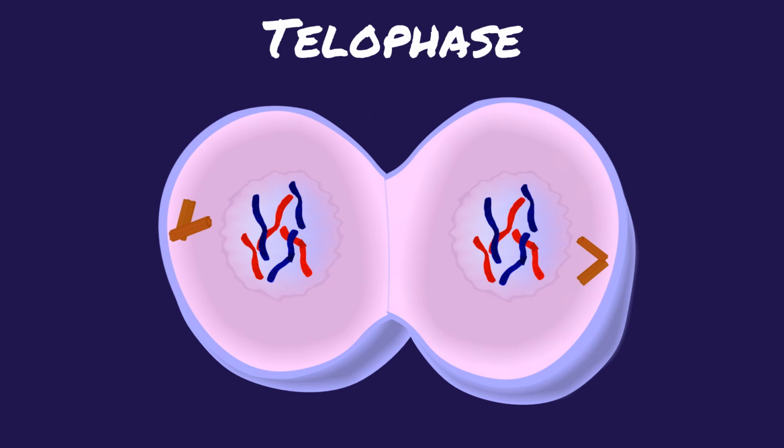During telophase, the spindle fibers break down and 2 new nuclei appear, one around each set of chromosomes. Notice how each nucleus has 6 chromosomes now. Now, let's look at cytokinesis.